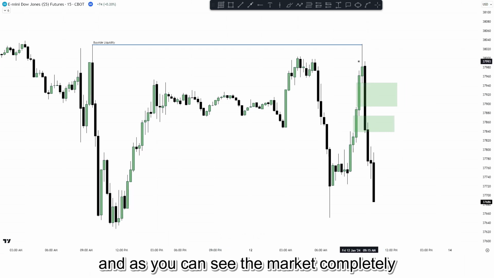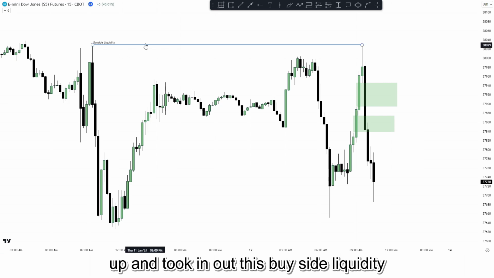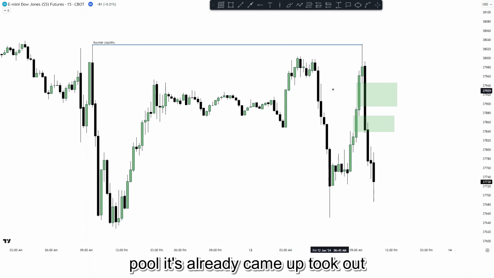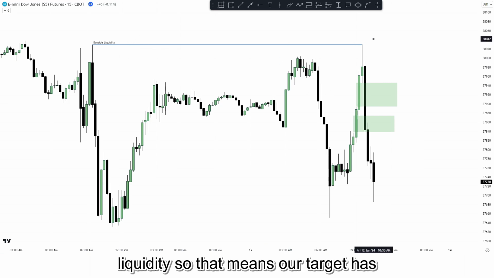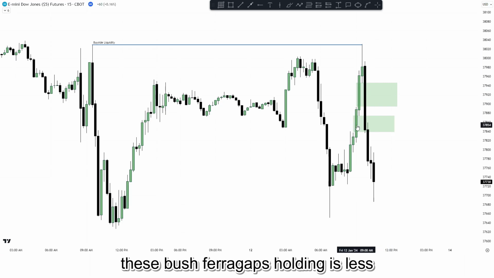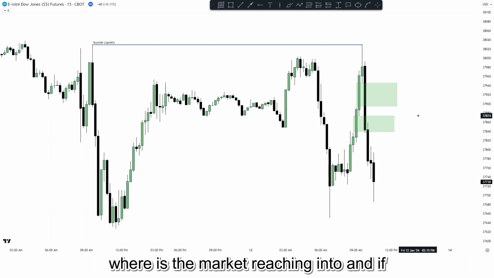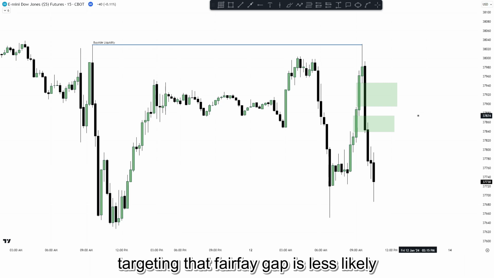And as you can see, the market completely reverses here. Price action has already come up and taken out this buy side liquidity pool. It's already come up, took out liquidity. So that means our target has already been met, meaning the likelihood of these bullish fair value gaps holding is less likely. So you guys have to be aware of where the market is reaching into. And if price has already met that area of targeting, that fair value gap is less likely to hold.